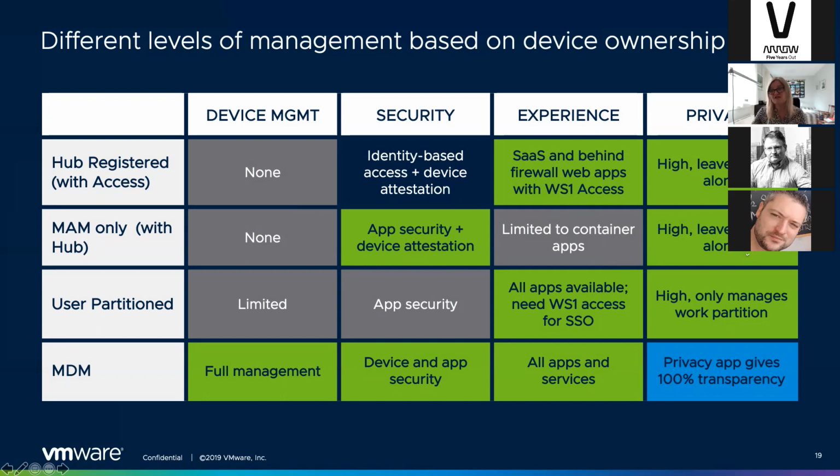The privacy level is high because it leaves the device alone. You have the user partitioned device, where you can say the device management is limited, but you do have application security. And here you have all applications available. You need Workspace ONE Access in this scenario for the single sign-on. And then, of course, you have the full management, where the security is device and app security. The user experience is all apps and services.